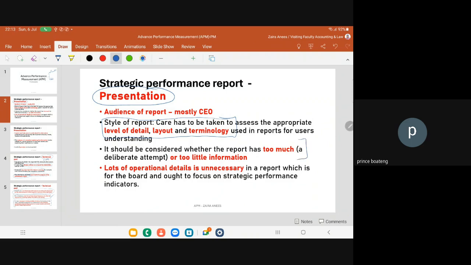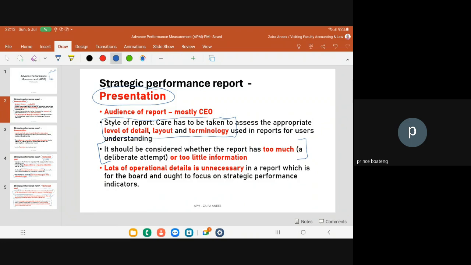Whatever the report is, there should not be too much information and there should not be too little information. If a performance measurement report is extremely extensive, then we have a doubt that probably the company is trying to hide something. That's why the company has mentioned so many things in the report. So it has to be up to a reasonable length.